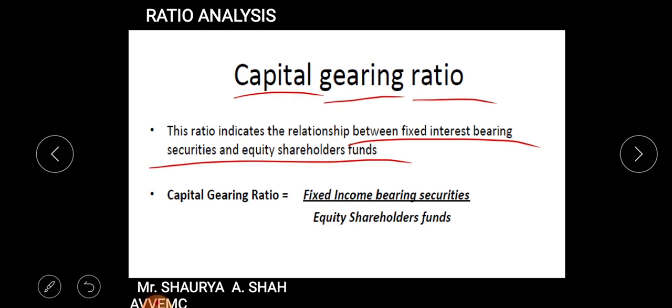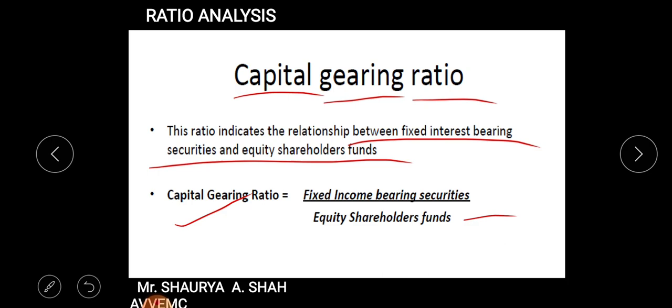Now fixed interest bearing securities include various kinds, like debentures and various kinds of loans. These securities are fixed interest bearing, you need to pay them interest, divided by equity shareholders' fund. I suppose it is clear. So what is the formula of capital gearing ratio? Capital gearing ratio is fixed interest bearing securities divided by equity shareholders' fund.